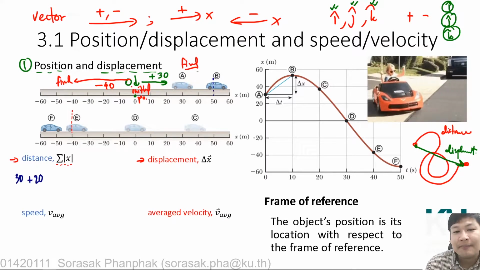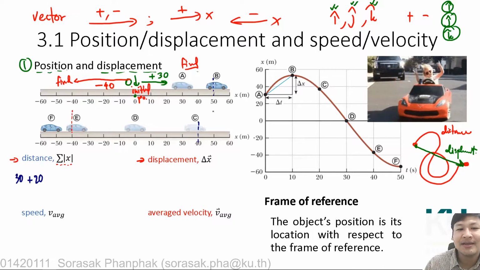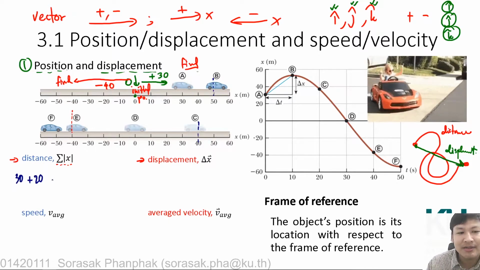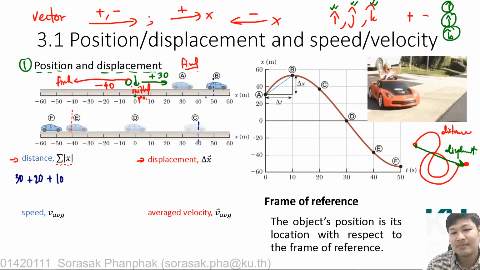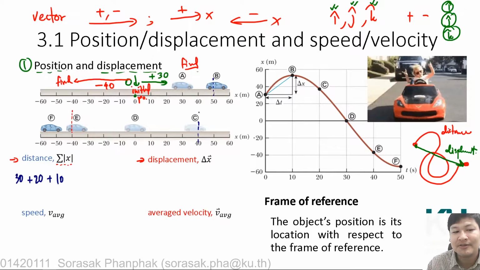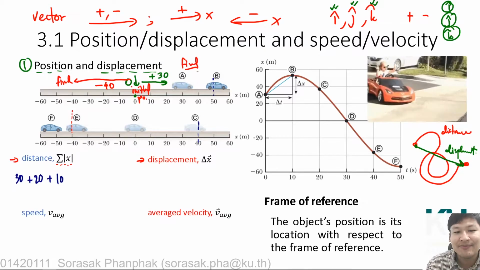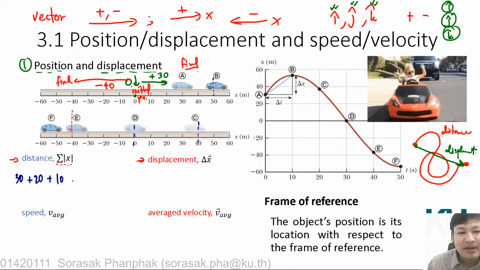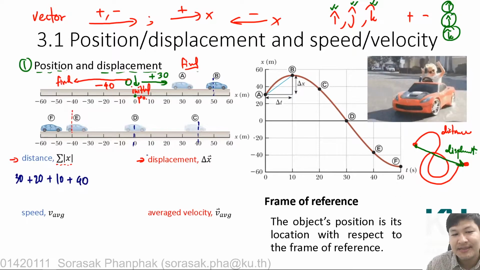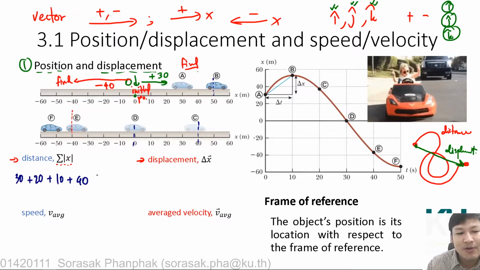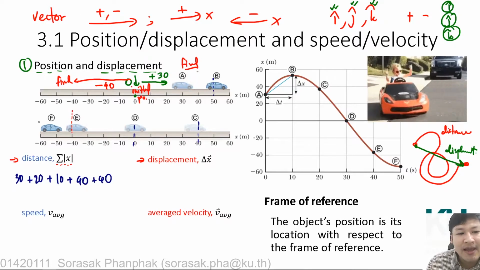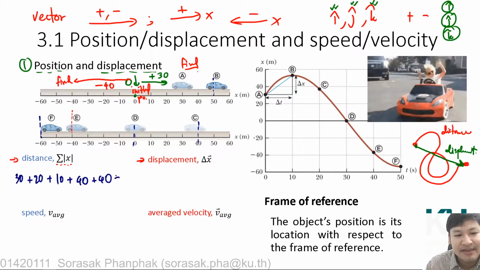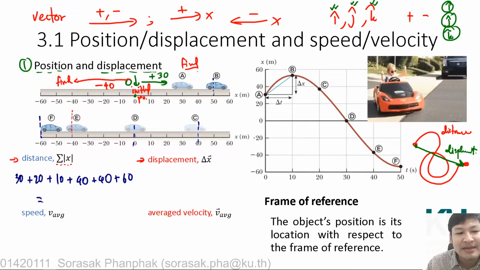And now from B back to C, you can see it's backward, but you sum it up 10 here. This is the distance from B to C. And how about the distance from C to D? It goes backward for 40. And now this is go another 40 to E, and finally to F. I said is 60. So here is the distance.